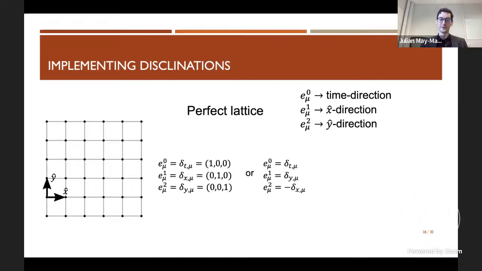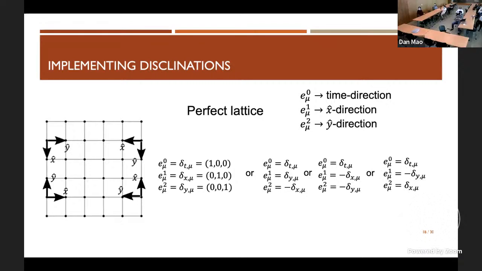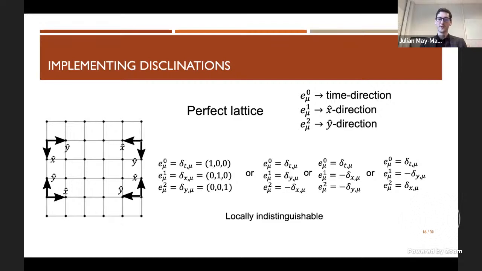I could also equally well have chosen this, which corresponds to a choice of primitive lattice vector rotated by 90 degrees. Alternatively, I could have chosen this choice or this choice, which are rotated again by 90 degrees from each other. Importantly, there's no one right choice because there's no one way to pick an x hat or y hat direction on a lattice. When you pick an x hat or y hat direction on your lattice, you're doing it entirely by chance, an arbitrary choice. And as such, all these choices from the manifold perspective are locally indistinguishable.